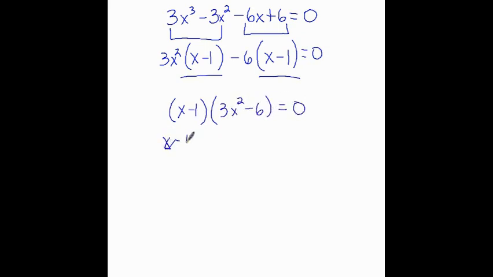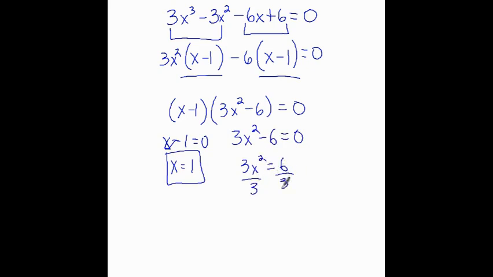So x minus 1 equals 0, pardon me. We get x equals 1 as a solution. And then this one I usually like to just do simple algebra for. We add 6, we get 3x squared equal to 6, divide by 3, x squared equals 2, and then x will equal plus or minus root 2. So we've got nothing but real solutions for this cubic.